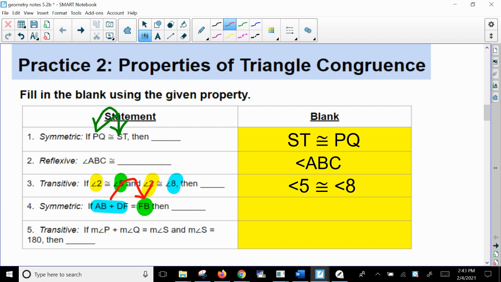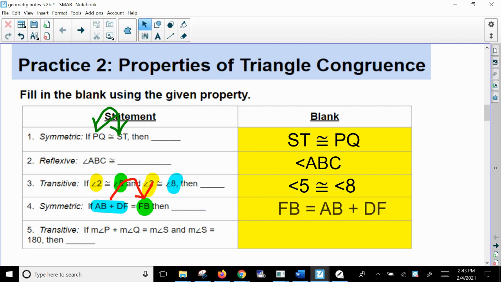Take that, flip it. Bam. FB equals AB plus DF. Symmetric property.